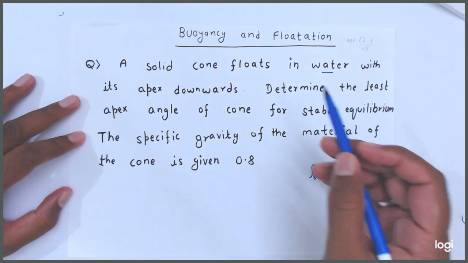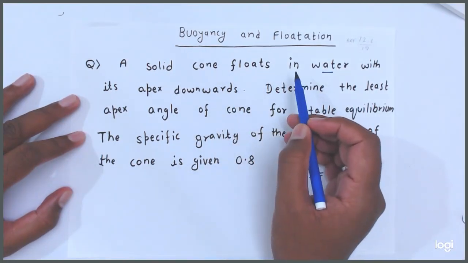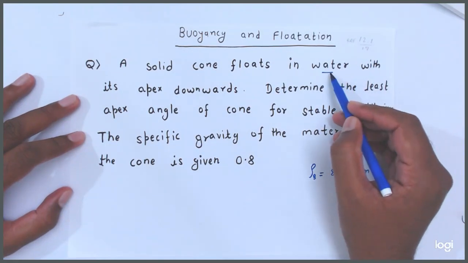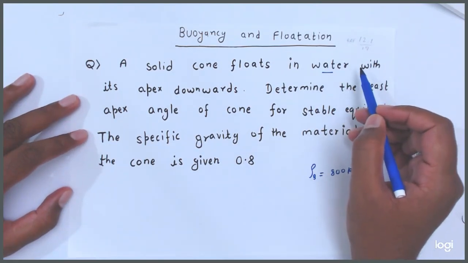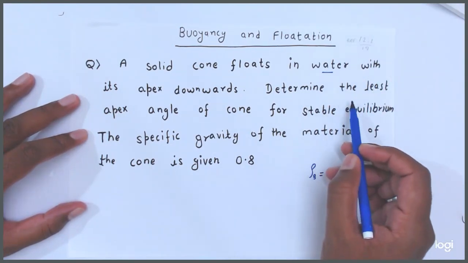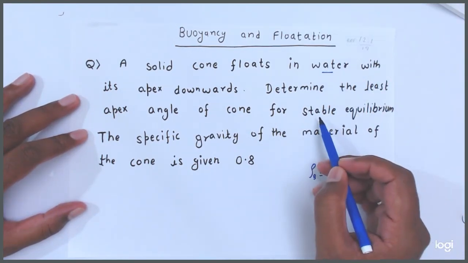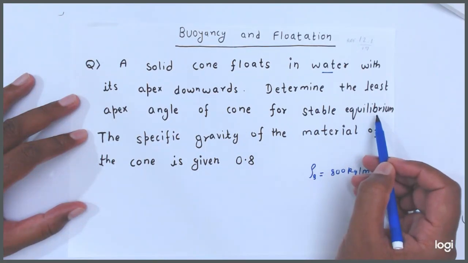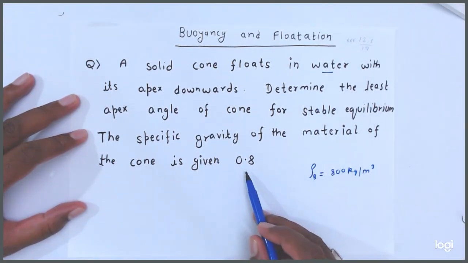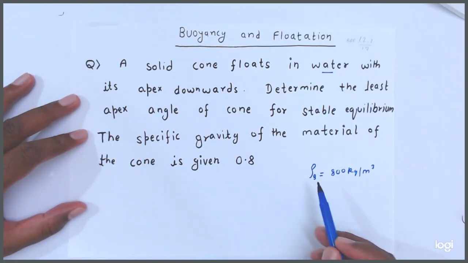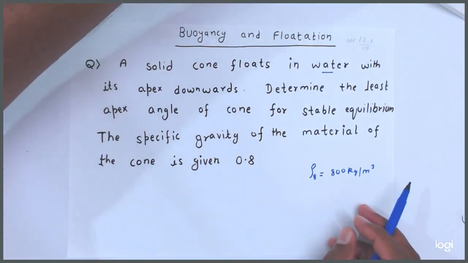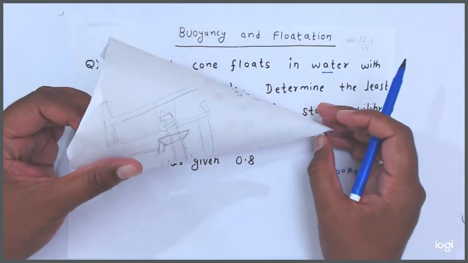Here it is saying, friends, that a solid cone is floating in water. So whatever liquid is there, it is water. Its apex is downward and we have to determine the least apex angle of the cone for stable equilibrium. From the specific gravity given as 0.8, we can find the density, which will be 800 kg per meter cube.